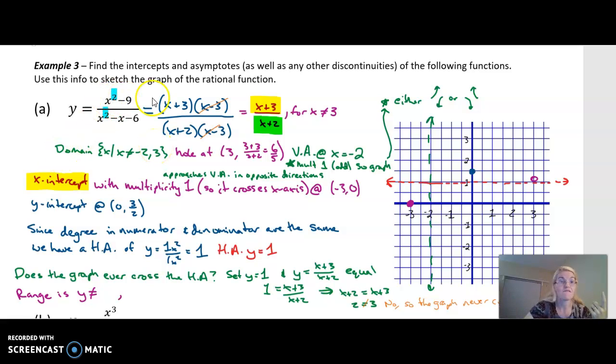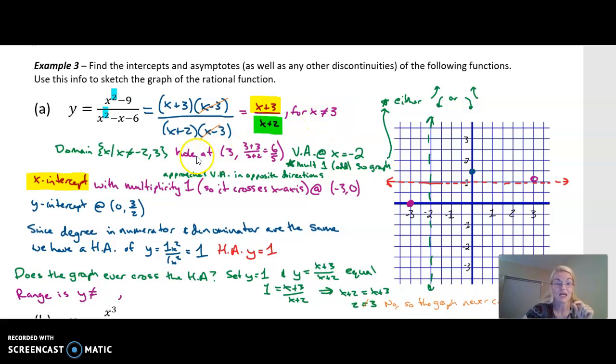Let's keep going. Factor the numerator. This is a difference of squares. Oh, lo and behold, x minus 3 simplifies away. So what is my function actually equal to? X plus 3 divided by x plus 2 for x not equal to 3. Remember, when you simplify an expression, if you divide away a domain restriction, you got to list that separately. You have to list it.